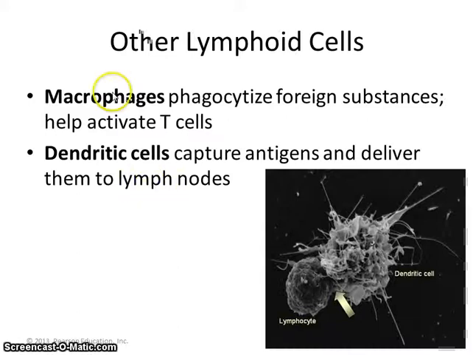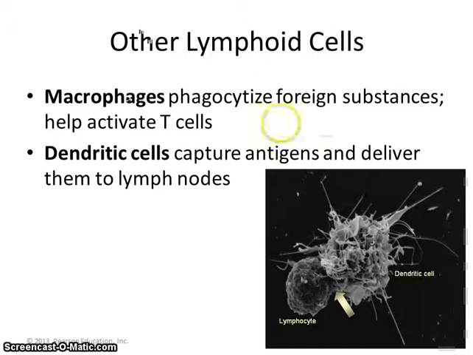Other cells, macrophages. So monocytes, once they leave the blood, they become macrophages. They mature and they stay in that tissue. And then dendritic cells. Dendritic cells are found in our epithelial layers, like our skin, and in connective tissue. And they're going to be important for different parts of our immune response too.